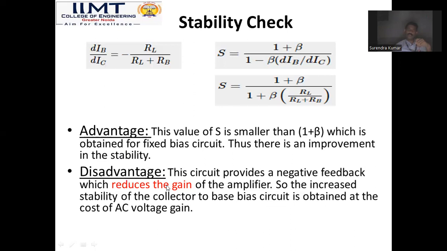What is the disadvantage of this circuit? This circuit provides a negative feedback which reduces the gain of the amplifier. So the increased stability of the collector to base bias circuit is obtained at the cost of AC voltage gain, which is not desired. Actually, we are using this biasing circuit for amplification in an amplifier circuit. So if we are getting a loss in voltage gain, it is not a good fact.